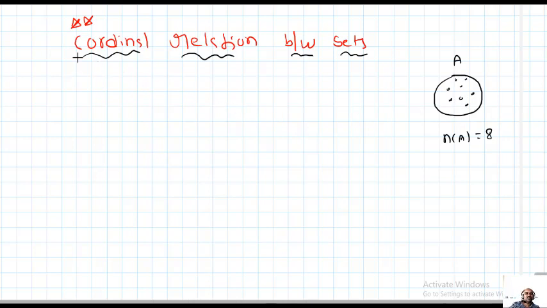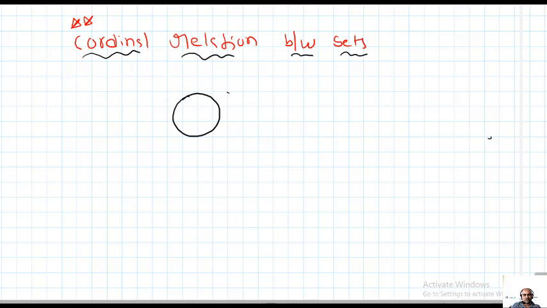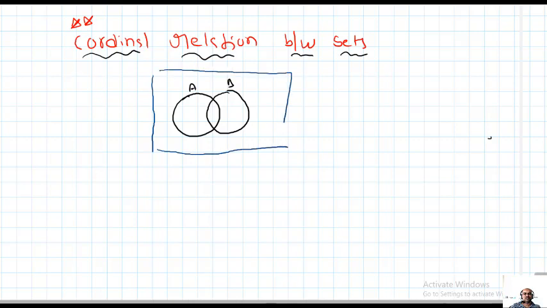Now we want to establish the relationship between sets. If two intersecting sets are given, for example A and B, this is set A, this is set B. Always a universal set should exist, no? If sets are there, automatically a universal set will be there. So this is the universal set U. First result: n of A union B equals dash.